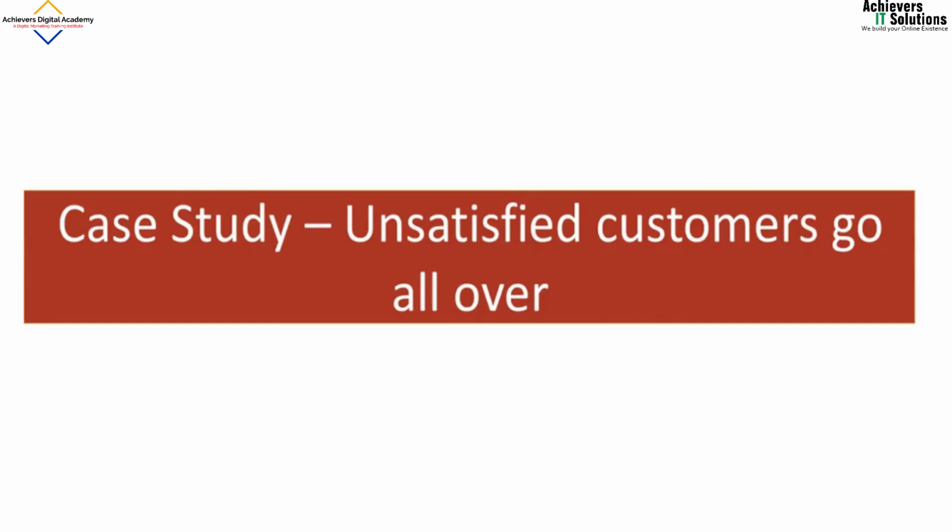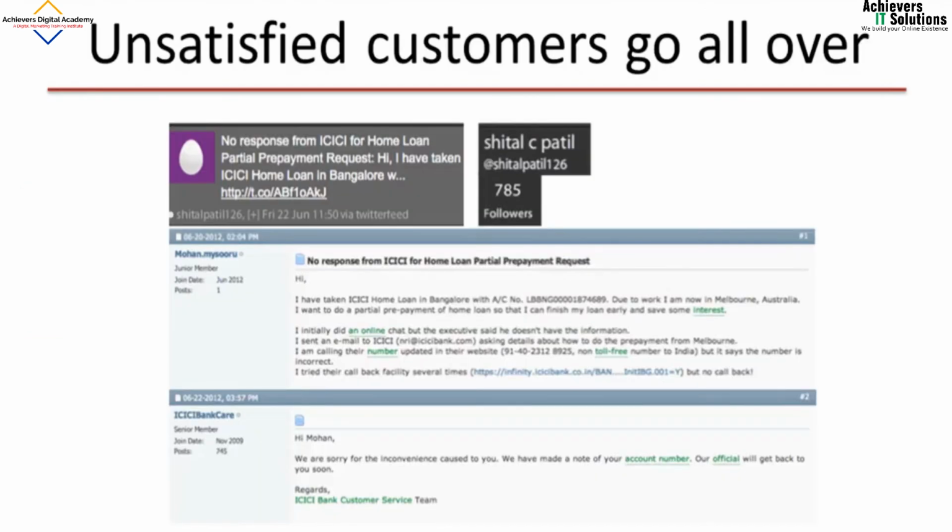Let's take a look at a few case studies and see what we can learn from them. The first case study is of unsatisfied customers going all over the place. You can see here, somebody reached out to ICICI saying that they've tried reaching out to them in multiple places, but they've not got a response. When a customer does not get a response from one place, they'll go all over the place. Let's say somebody reached out to you on Facebook, didn't get a response, they'll be like, okay, let's try Twitter. Didn't get a response, they'll be like, okay, let's post on forums.